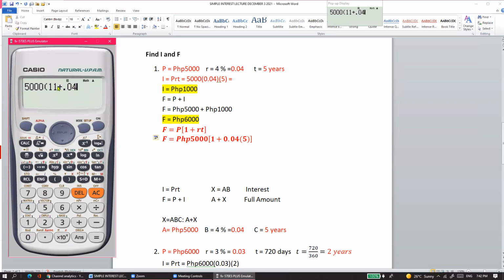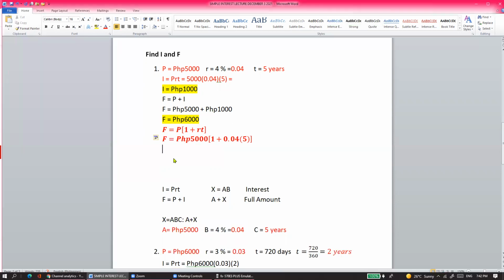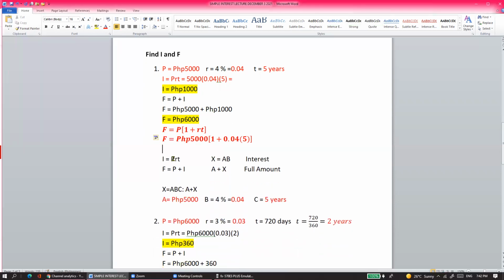So para lang mas klaro, 5,000 times (1 plus 0.04). Okay, sumobra yata yung uno ko doon. Let me delete the other digit. So 0.04 times 5, then close. Plus equal. And that's it, 6,000 pa rin. So ganyan lang kasimple yung mga formula natin.